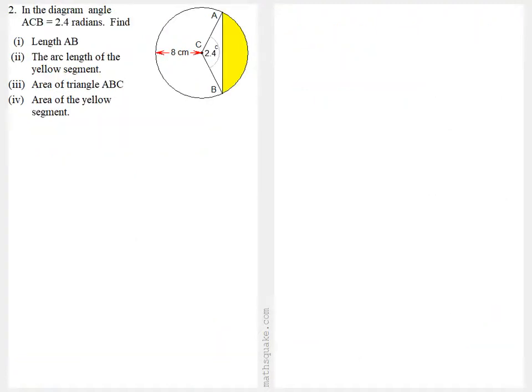In question 2, we're given a diagram with a circle. The angle ACB is equal to 2.4 radians, and the radius is 8 centimetres. In part 1, we're asked to find the length AB. Well, to do this, we need to draw the diagram again.